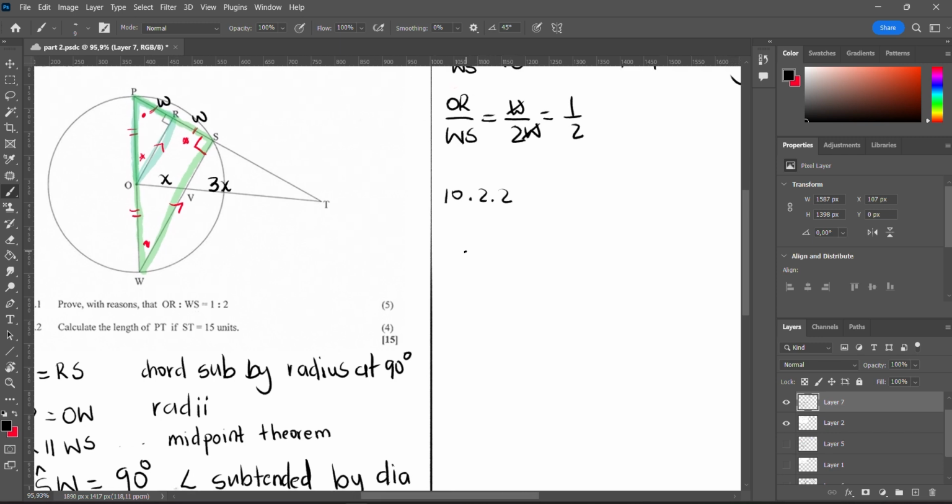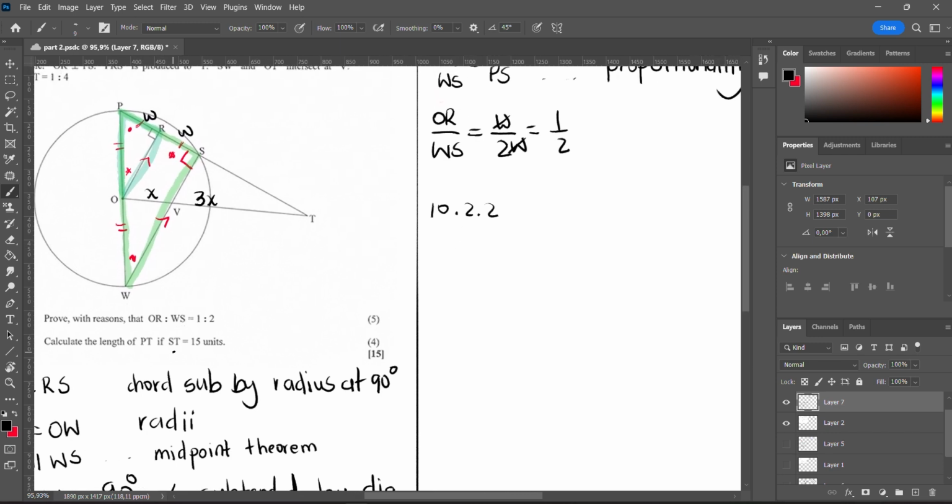Question 10.2.2. I am really bad at YouTube, aren't I? It says calculate PT, if ST equals 15 units. So they're saying that if this side equals 15 units. I don't know if you guys just want to jump into it, but let's jump into it.